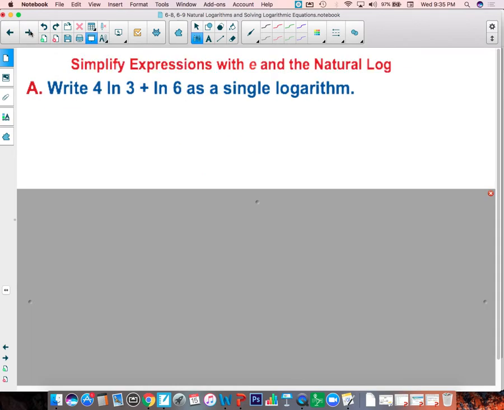So now we're actually going to do a little bit of stuff that we did yesterday. We didn't do it with natural logs yesterday. We did it with normal logs, common logs. But now we're just going to do it with natural logs, so this is pretty much review. Take a second to write that down and then condense it.